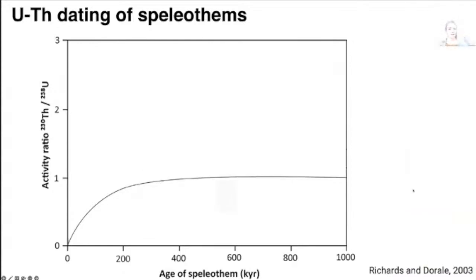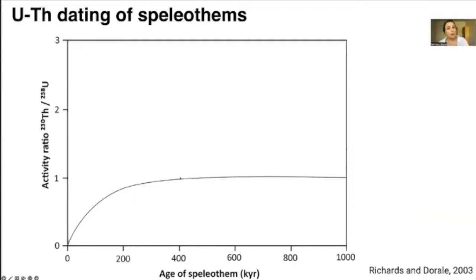All right, so let's pick up where we left off. We were envisioning a freshly precipitated layer of calcite, which contains only uranium and no thorium. So this is when our clock starts at 0, which is represented here on the graph. Over time, uranium will decay to thorium, and so the activity ratio moves along this exponential saturation curve until we reach 1, an activity ratio of 1, or secular equilibrium.